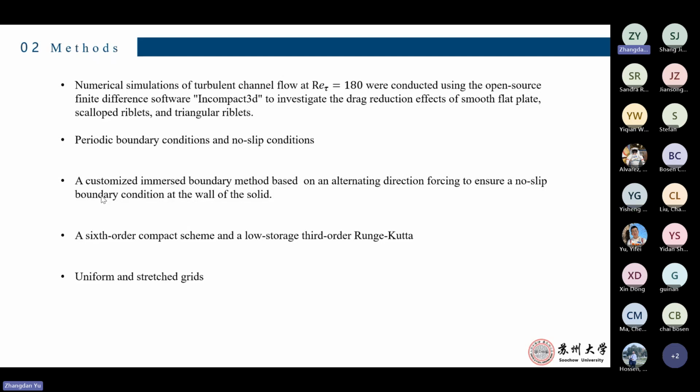A customized immersed boundary method based on an alternating direction forcing is used to ensure a no-slip boundary condition at the wall of the solid. A sixth-order compact scheme is used for spatial derivative calculations, and a low-storage third-order Runge-Kutta scheme is employed for time advancement. Uniform grids are utilized in the streamwise and spanwise directions, while stretched grids are employed in the wall normal direction to concentrate grid points near the wall.